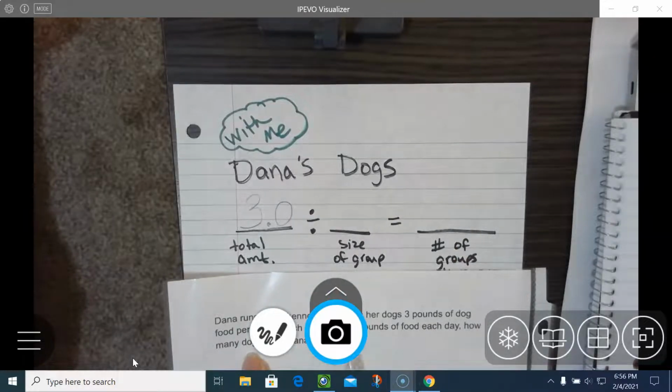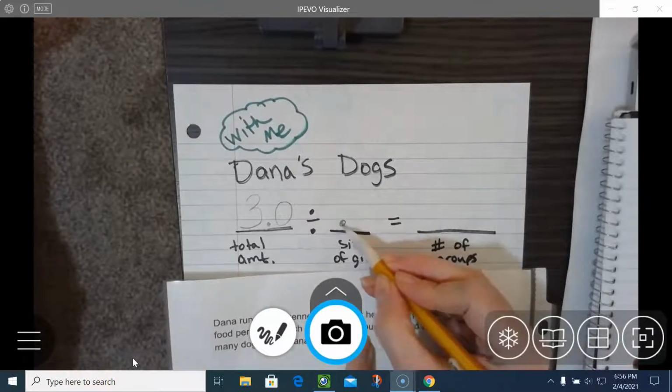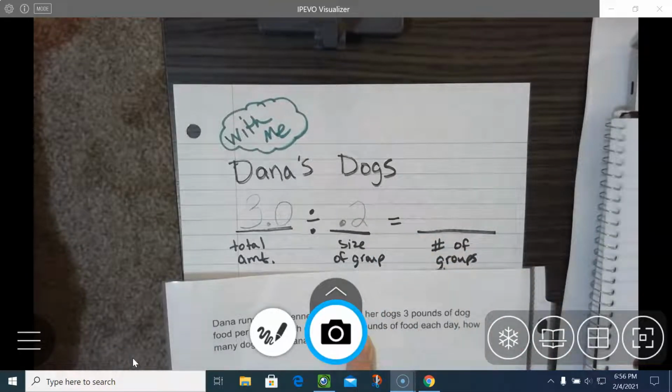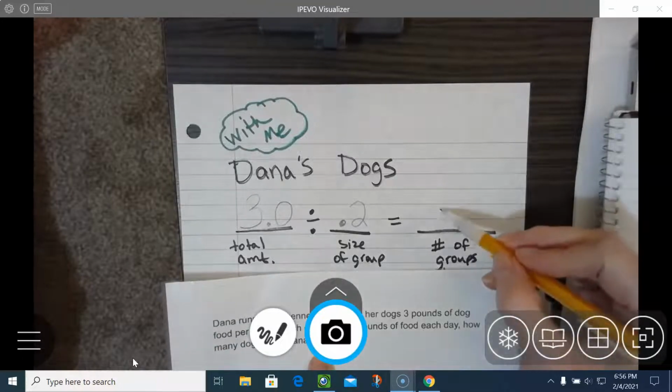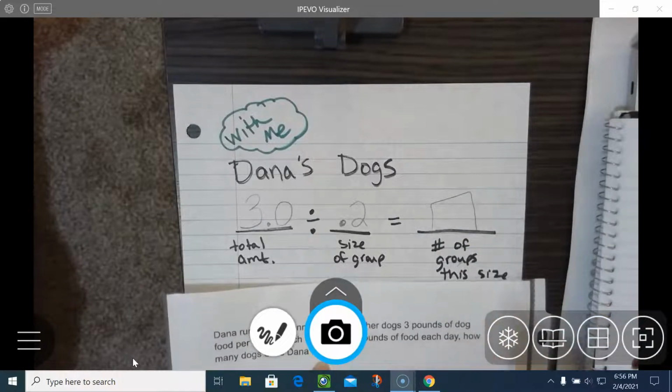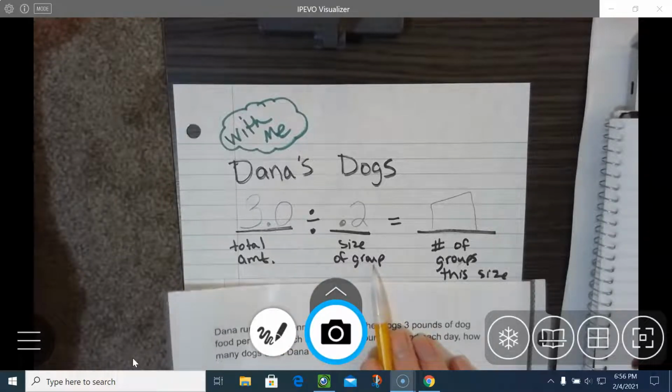If each dog eats 2/10 of a pound, so the size of the group that she's dividing that dog food into is going to be 2/10 of a pound. How many dogs is Dana going to feed? So I want to find out the number of dogs that she is feeding, with this total amount and that size of group.